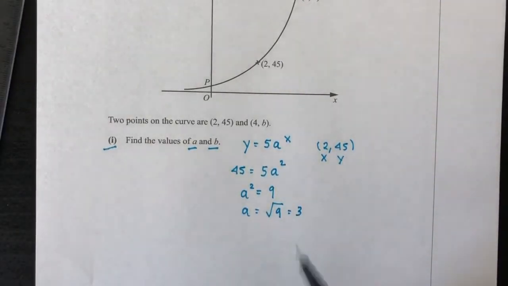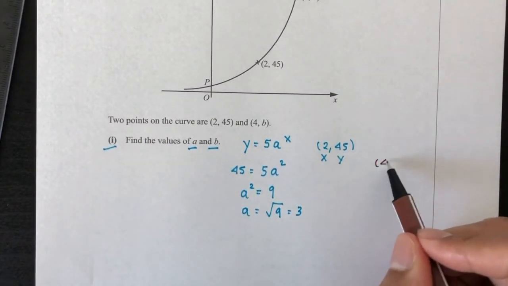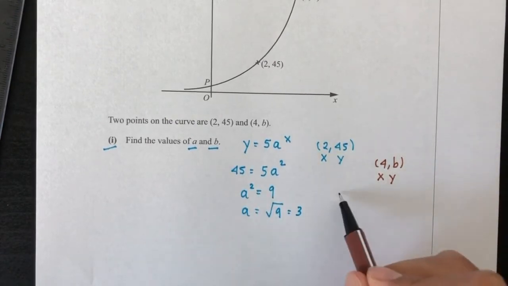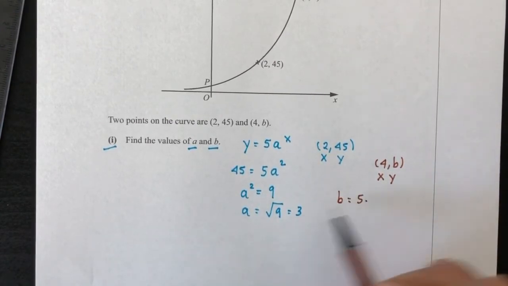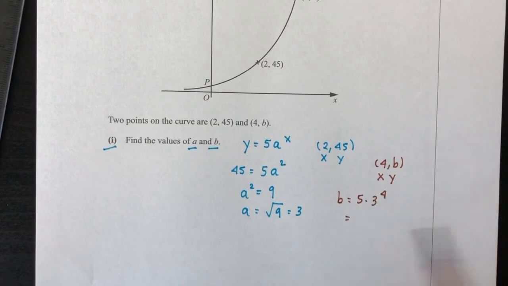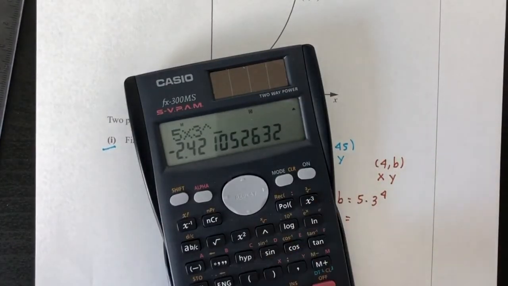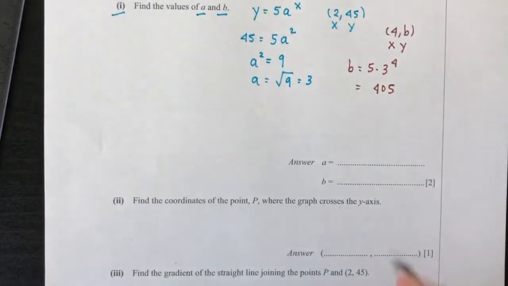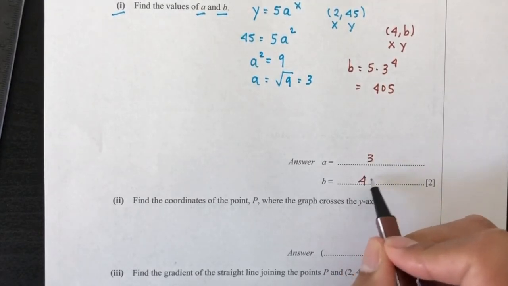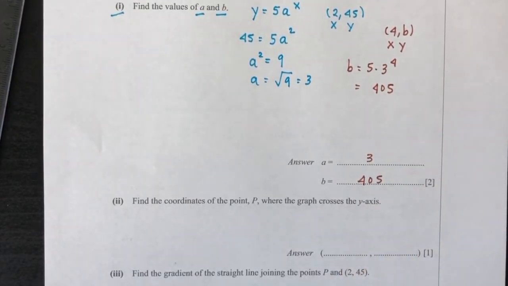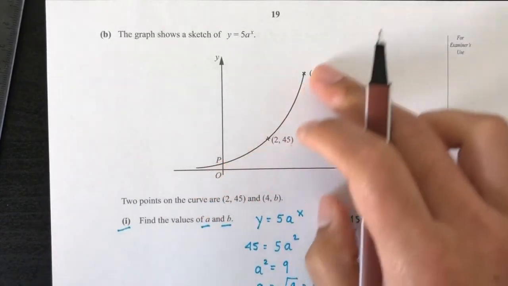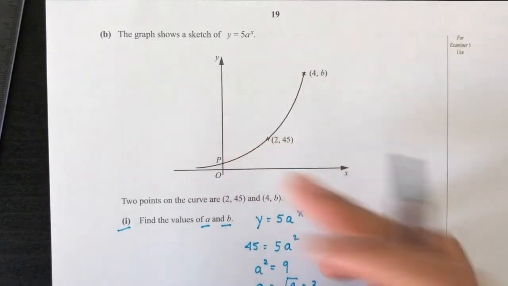Now to find the value of b, here we have 4, b, that is x and y. Replace back in your equation, you will have b is equal to 5 times a, where a is 3, x is 4. So 5 times 3 power 4 should give you 405. So a is given by 3, and b will be 405. The reason why a is positive 3 is because, as you can see, the graph is only on the positive side here. That is why it's positive in this domain.